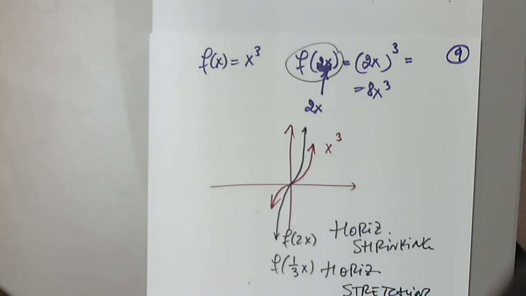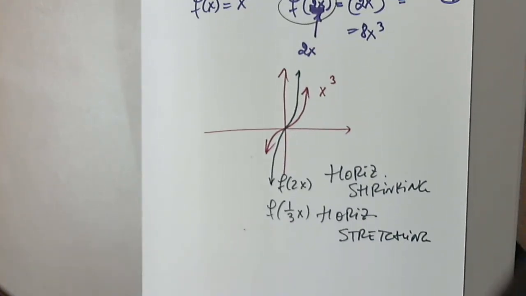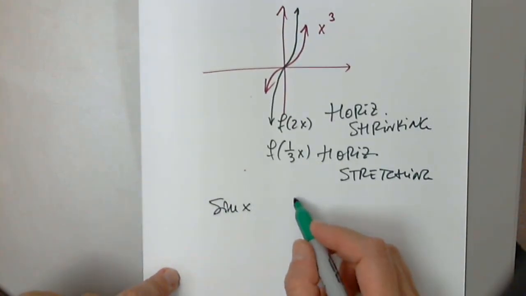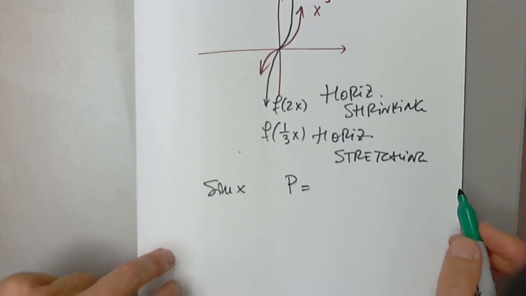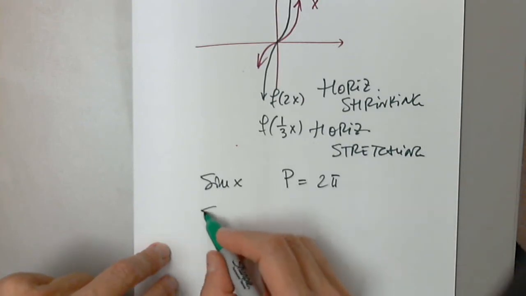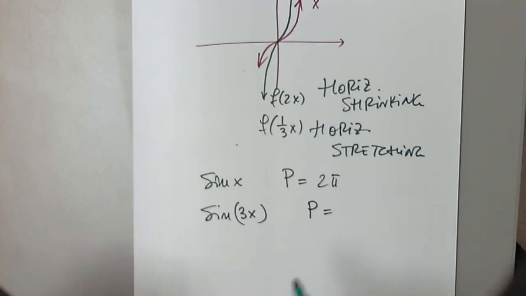We can illustrate this very nicely with trig functions, because we're going to get to this at the end of this handout anyway. So sine x, what is the period of sine x? 2 pi. Perfect. What about sine 3x? What is the period of sine 3x? You should say 6 pi. It's 2 pi over 3.